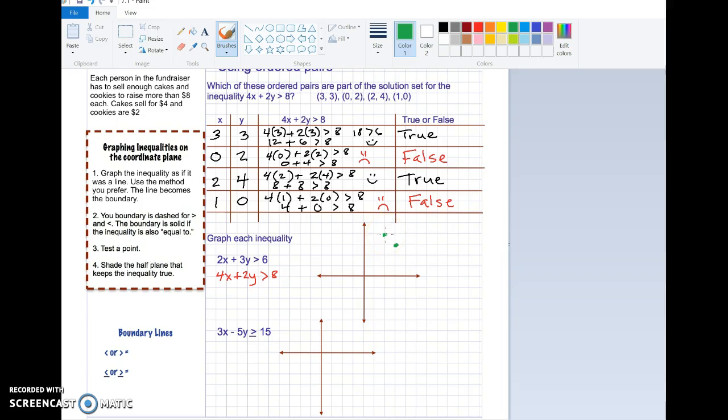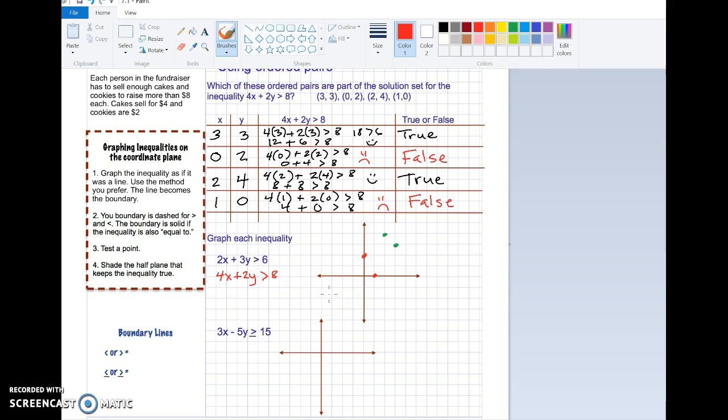And then 0, 2 and 1, 0 were not true, so I'm going to make those red. You can see that they're sort of separated. And there must be a line that I can draw somewhere along here that is the division between making enough money and not making enough money.